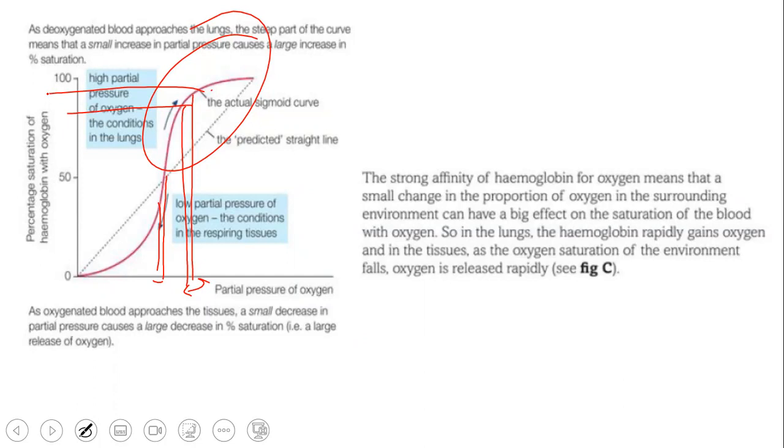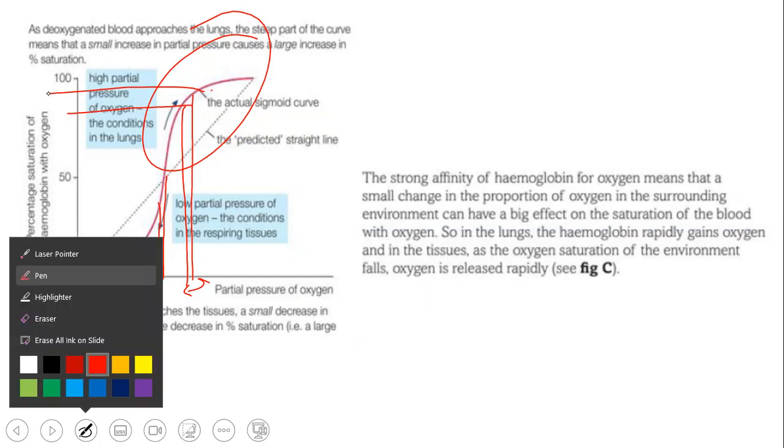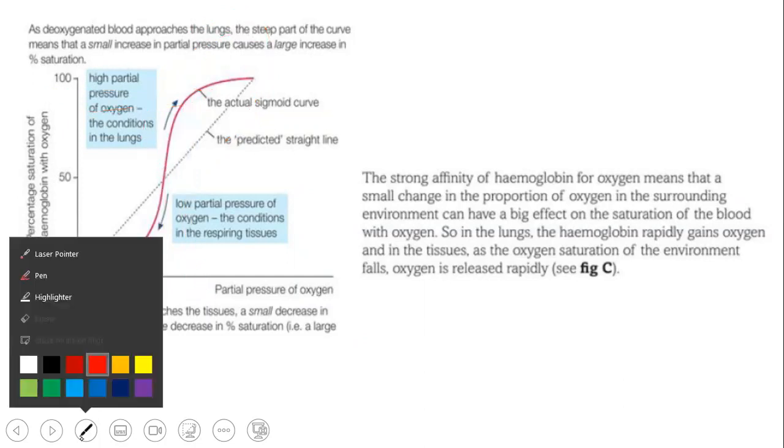We want that in the respiring tissue, in the tissue that needs oxygen, even if there is a little bit of decrease in oxygen, the hemoglobin quickly gives it up, right? And in the high pressure area, in the lungs, even if there is a bit of increase in oxygen, the hemoglobin quickly binds to the oxygen in larger quantities. And that is why you're seeing this sigmoid shape. That is why you're observing this.